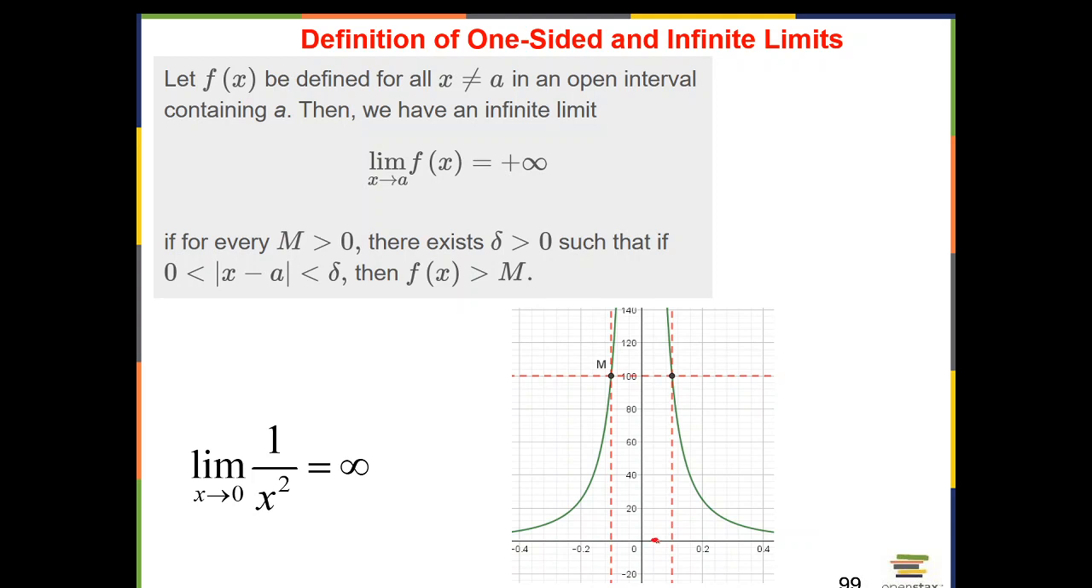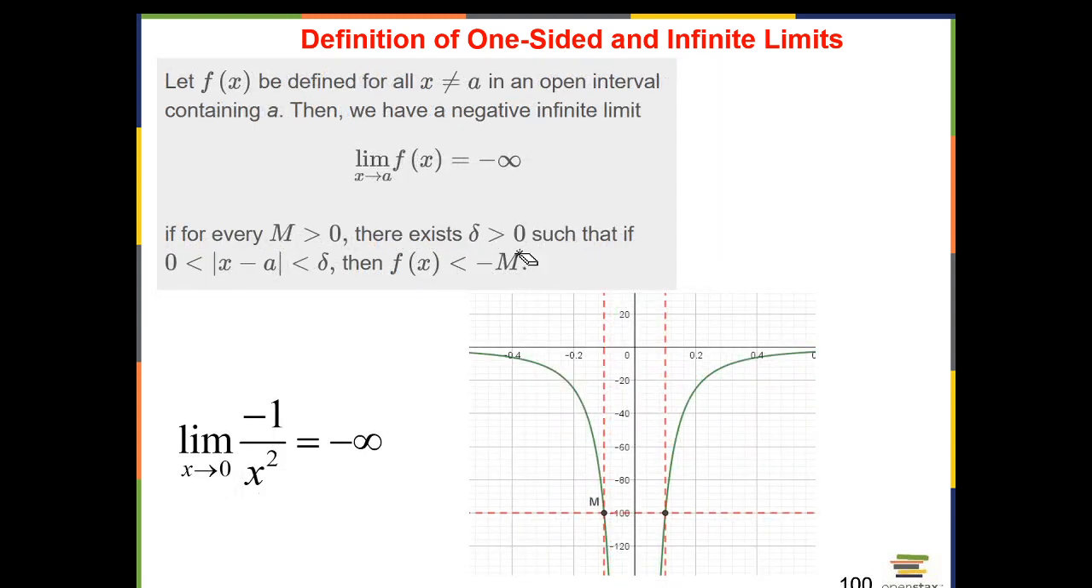If I pick this number here, which is within my delta, if I go up, you see the y value now is bigger than m. And this happens anywhere within my interval of delta to the right and to the left of my a, which is 0 in this case. So that's the idea. And here is the negative infinity idea.